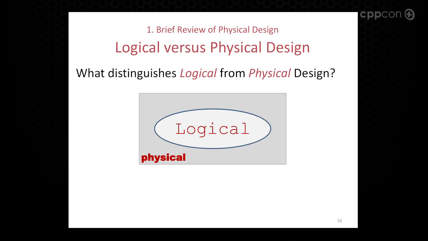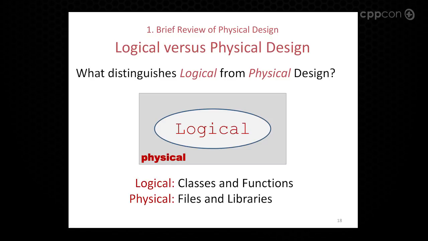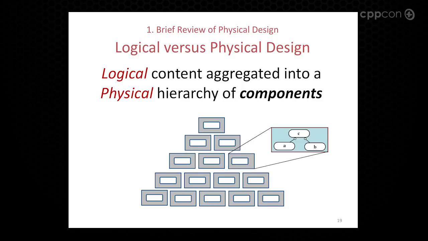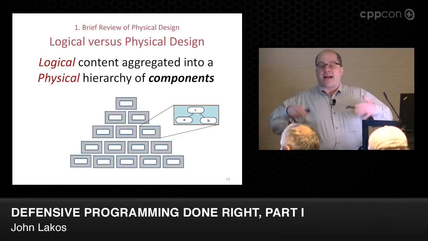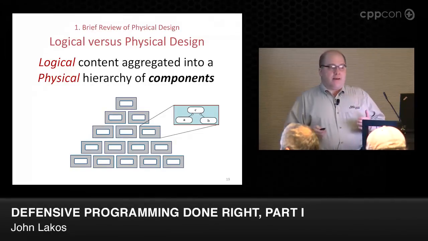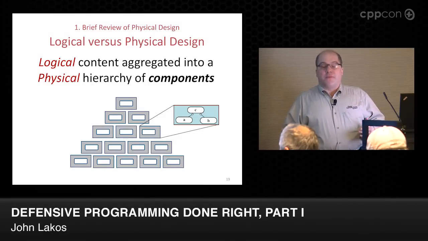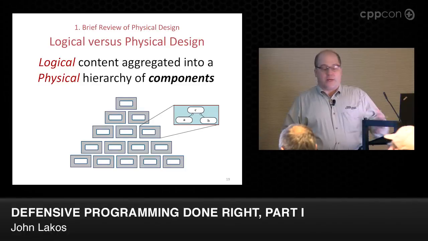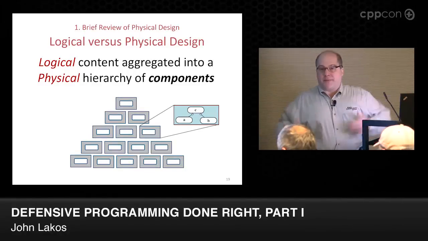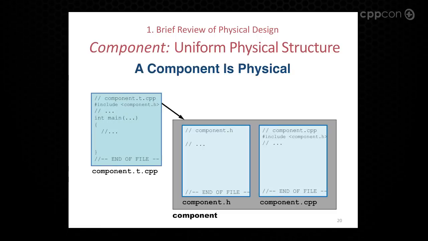So the brief review of physical design I want to show you. This is my signature. This is a component. It has logical and physical aspects. Logical is classes and functions. Physical is files and libraries. And inside these components, we have logical entities, classes and functions. And here we see a bunch of different components stacked one on top of the other. That's my cartoon, if you will, for physical dependency. I call these things bricks or components or whatever, but they do in fact exhibit dependencies.